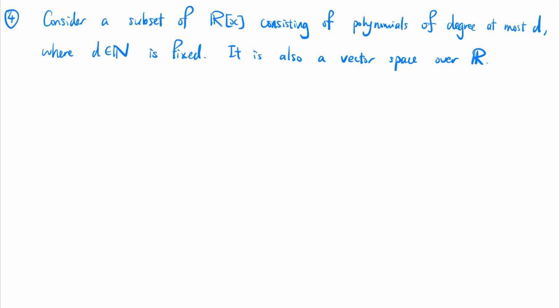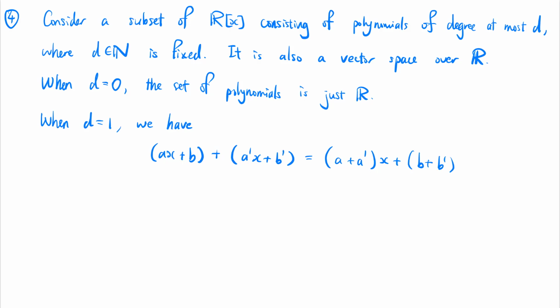For the fourth example, we consider a subset of R[x] consisting of polynomials of degree at most d, where d is a positive integer which is fixed. It is also a vector space over the reals. When d equals 0, the set of polynomials is just the real numbers. When d equals 1, we have (ax plus b) plus (a' x plus b'). This equals (a plus a') times x plus (b plus b'). Also, lambda times (ax plus b) equals (lambda a) times x plus (lambda b).